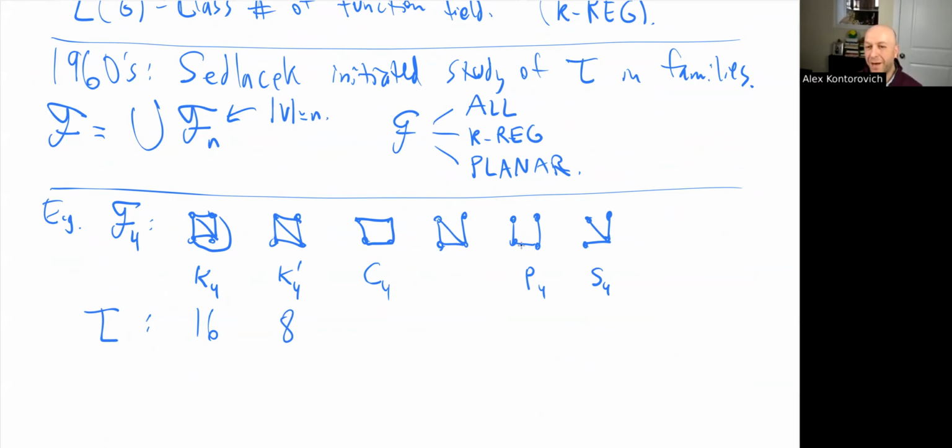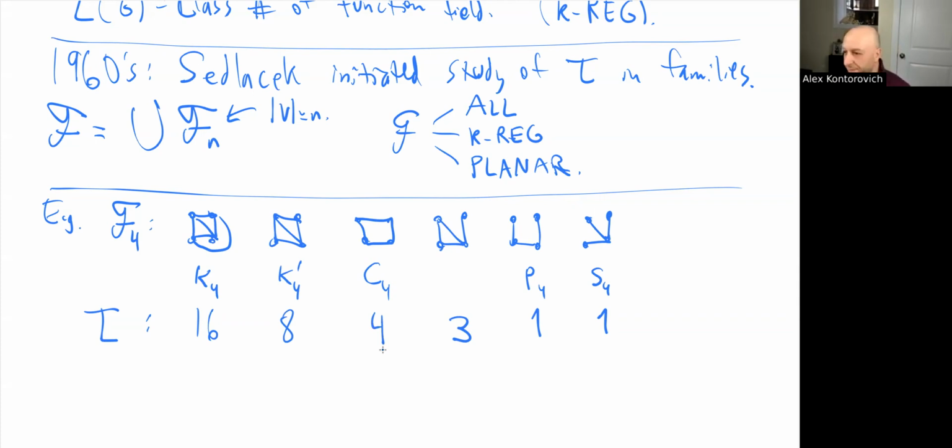P4, the path on 4 vertices, is already itself a tree. So there's only one spanning tree. There's no other edges you can take off and still have it span. Same with S4. What about this guy? You can't drop this edge to make a tree, but you can drop any of these 3 edges and that'll get you a tree. So there are 3 distinct spanning trees. And for C4, you can drop any one of these 4 edges and get a spanning tree. So there are 4 possibilities.